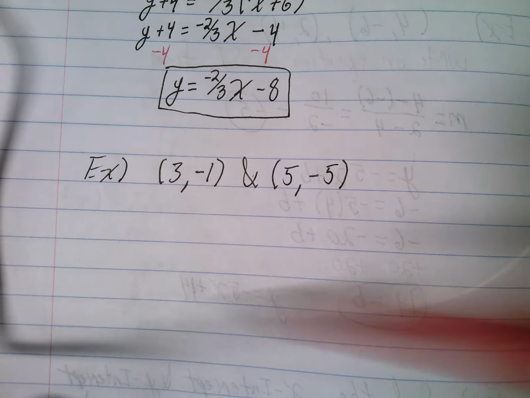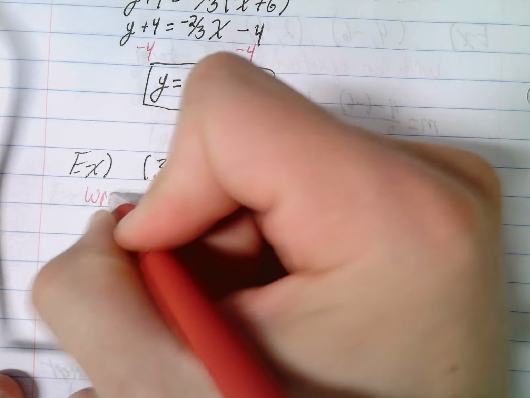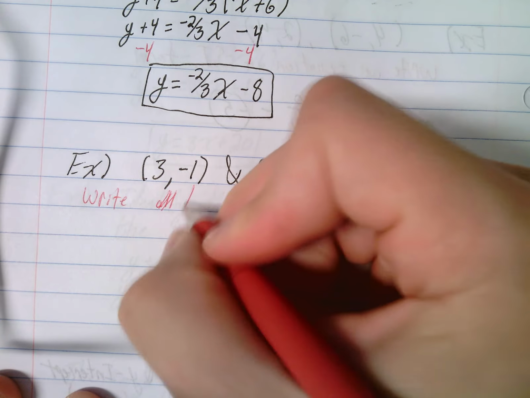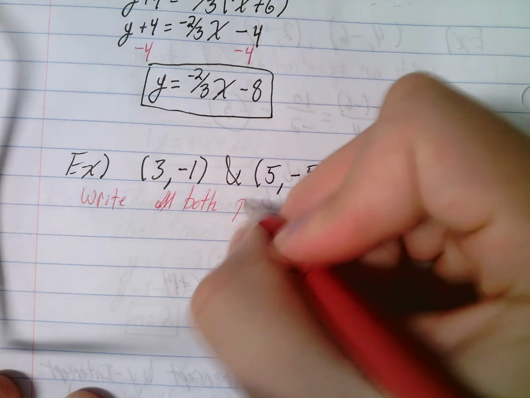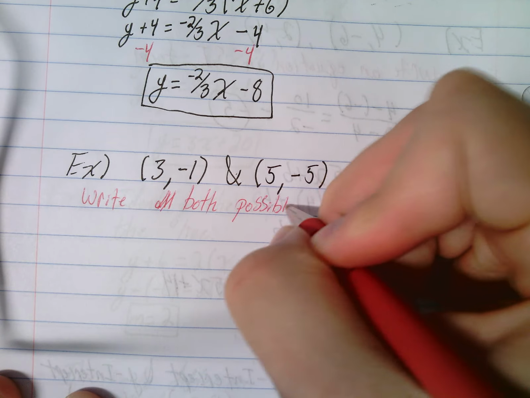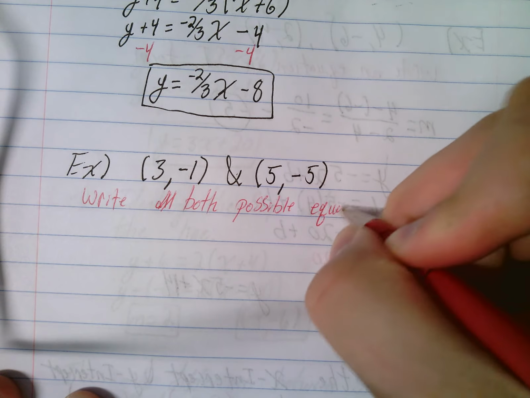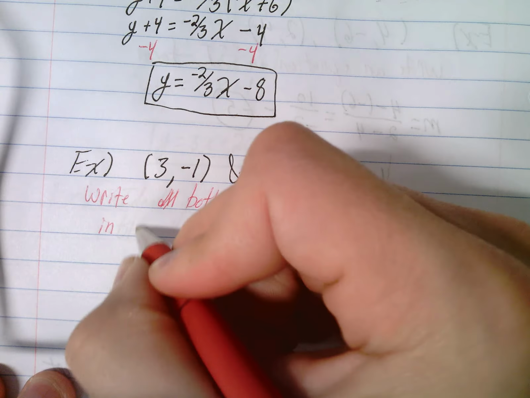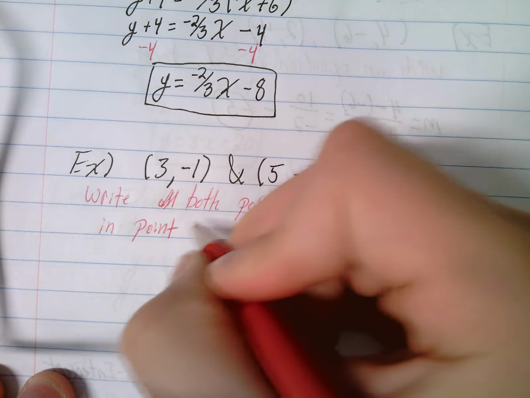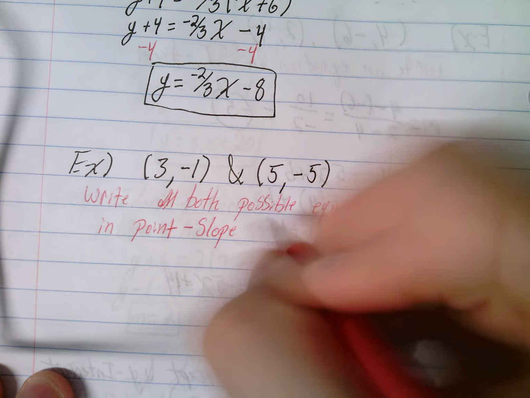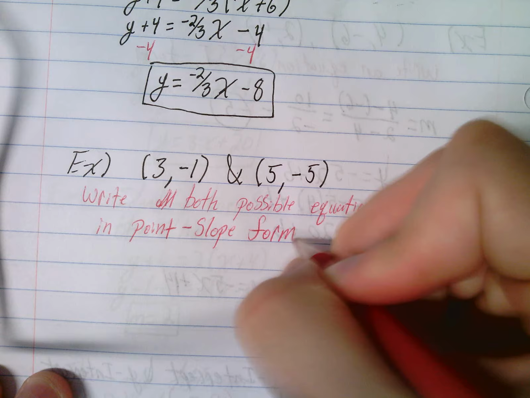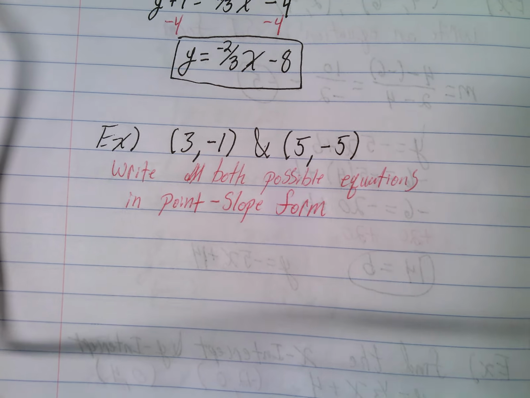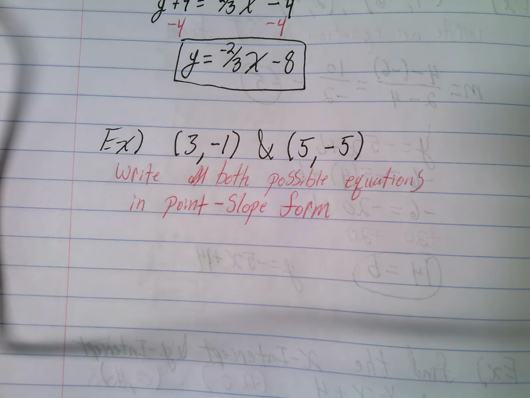Write an equation in point slope form. And let's do it like this. Write both possible equations in point slope form. What would be the first thing that I need to do?